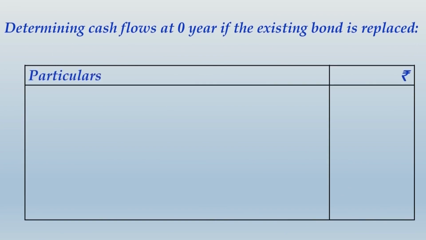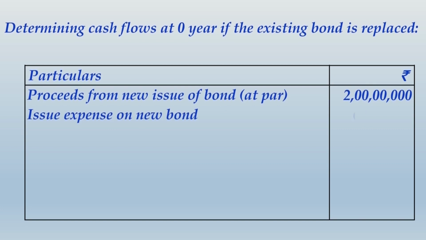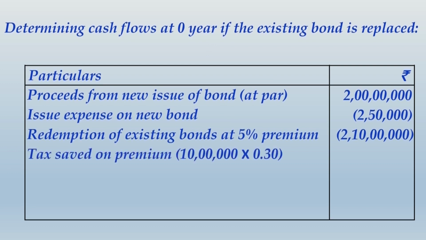What you would simply do is find the proceeds from issue of new bonds at par, that will be rupees 2 crores. Issue expenses on new bonds will be 2,50,000, a negative cash flow. Redemption of existing bond at 5% premium will be 2 crore 10 lakhs, correct? 2 crore plus 5%, 2 crore 10 lakhs. And on that 10 lakhs of premium, you are going to save tax of 30%, and that will be rupees 3 lakhs.